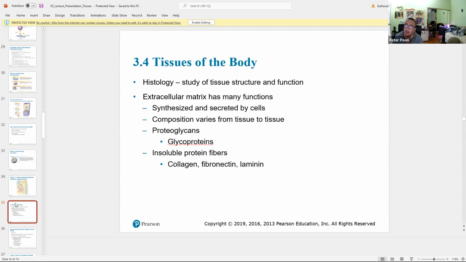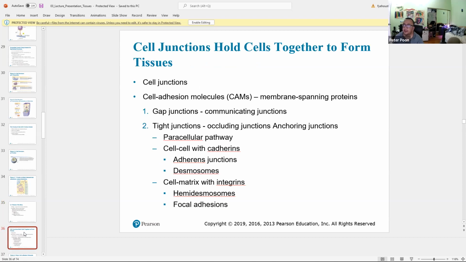Okay. So there we go. Histology, the study of tissues. And we'll be focusing, instead of focusing a lot on the names of the different types of tissues and what they look like, on what they actually do. Okay. So let's go through.